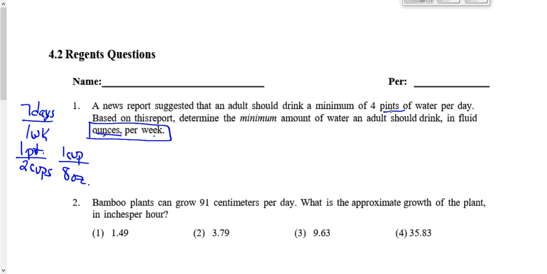All right, well, what are we gonna start with? I'll be the teacher. 4 pints over 1 day times 7 days over 1 week. So we're canceling days, all right? So we got weeks. We don't want to cancel weeks. That's what they want, right? Now let's get rid of the pints. Multiply times 2 cups over 1 pint.